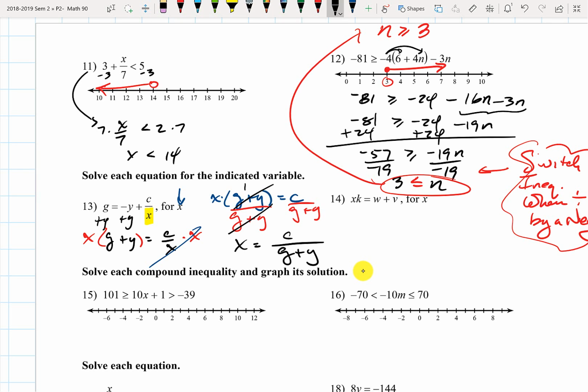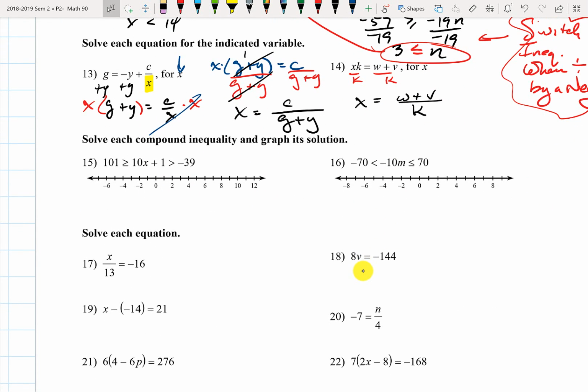Okay, and this one's a little bit easier here. x times k equals w plus v. And if you solve for x here, since it's being multiplied by k, all you do is divide both sides by k. Right? It's that simple. It's a one-step equation. So you get x is equal to w plus v divided by k.